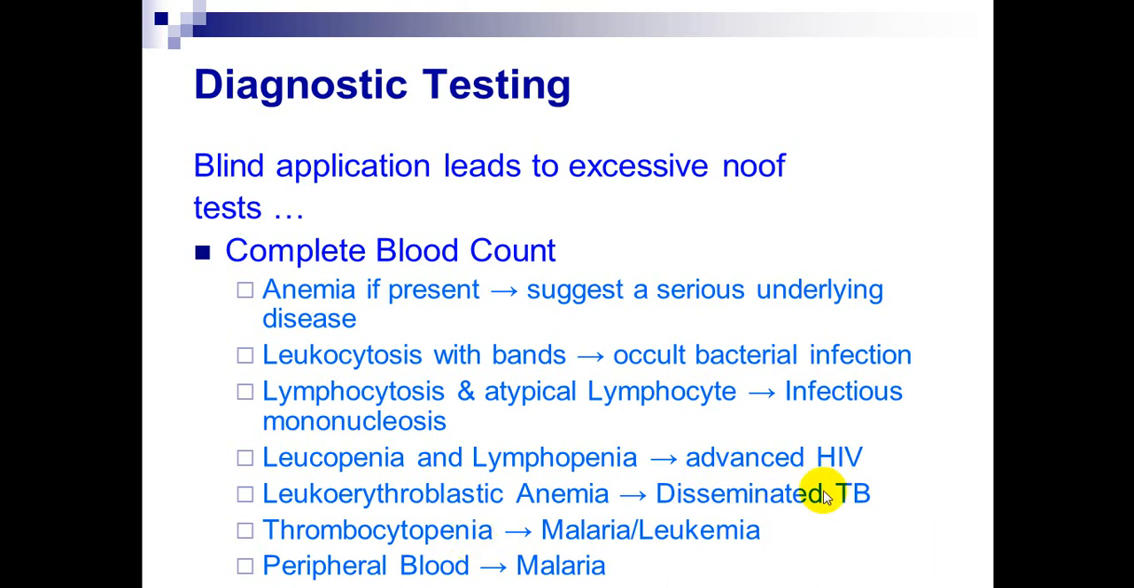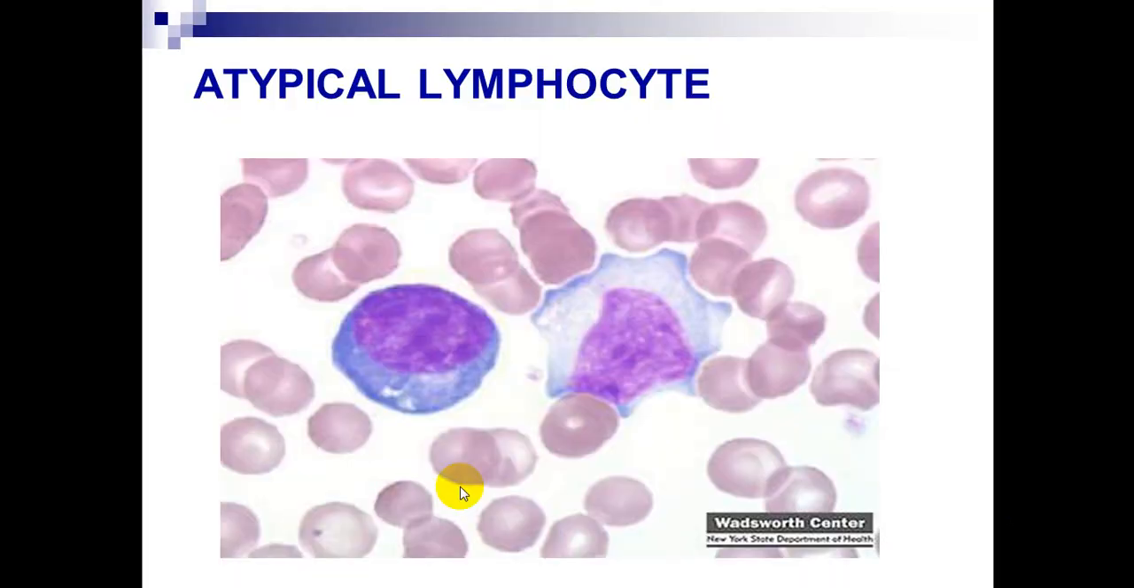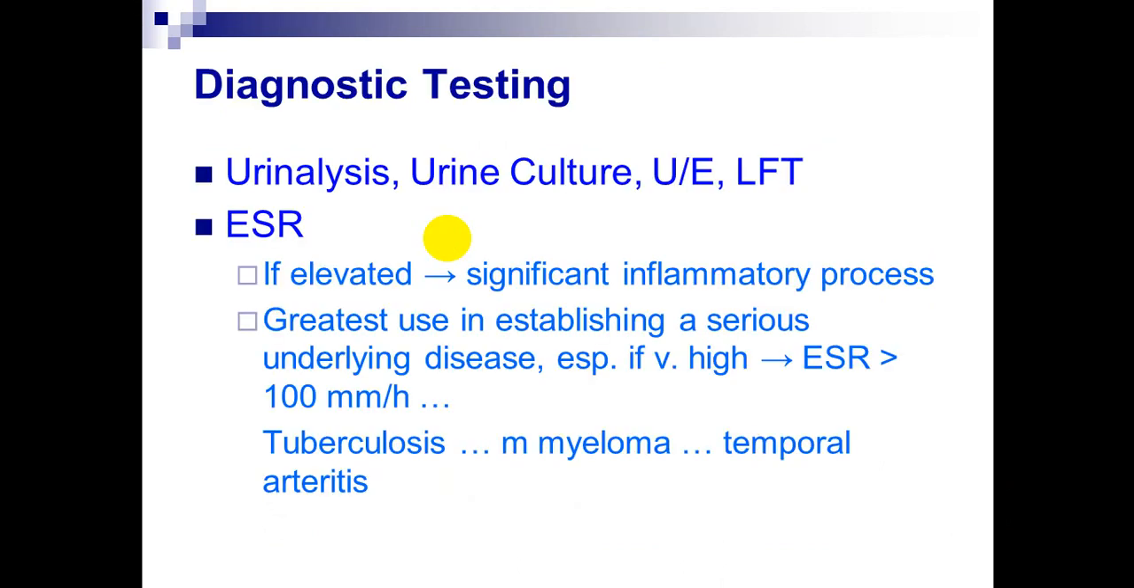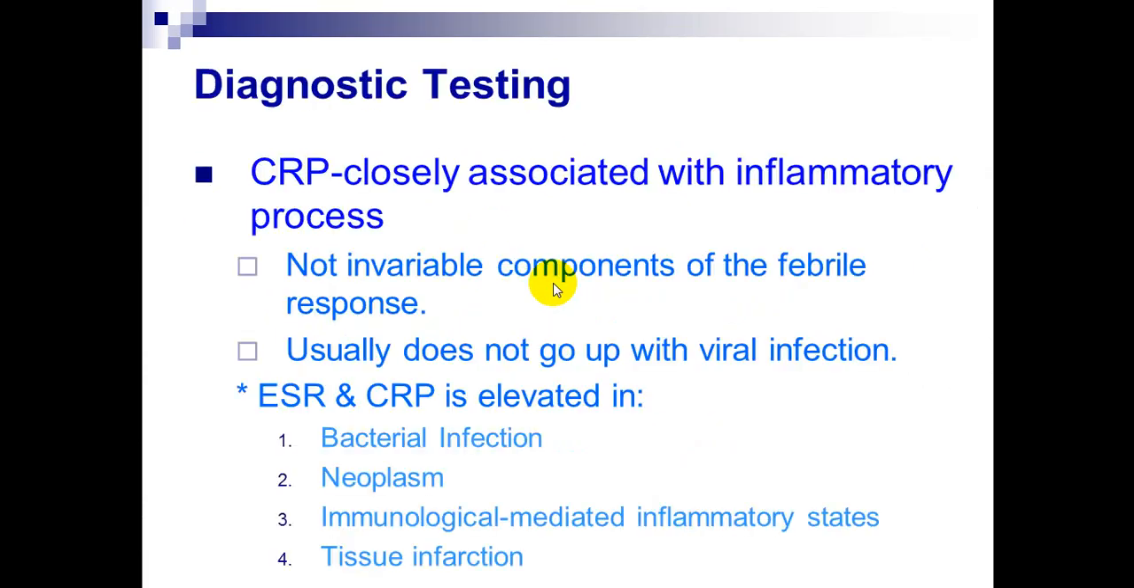Complete blood count, looking for anemia and leukocytosis, infection, lymphocytosis, viral infection, leukopenia, lymphopenia, HIV, leukoerythroblastic picture, TB, thrombocytopenia, malaria, leukemia. Peripheral blood film for malaria, and atypical lymphocytes, which we see in infectious mononucleosis. This is a leukoerythroblastic picture; hypersegmented neutrophils we see in chronic infection like TB. Urine analysis, UTI, a common cause of fever, especially in pediatric and elderly patients. ESR: high ESR elevation in TB, multiple myeloma, temporal arteritis, could be infection, could be malignancy.